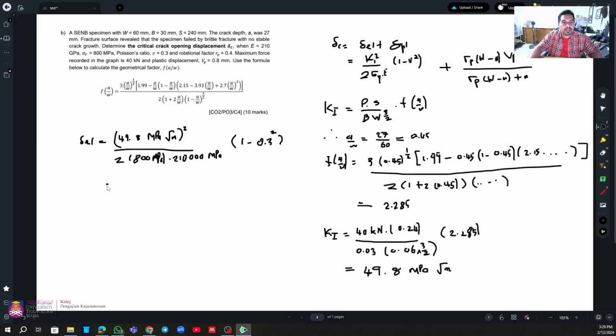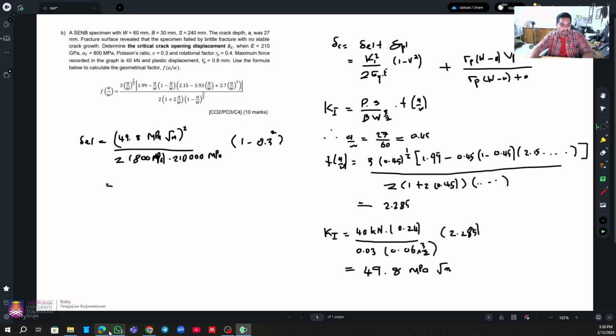So let's check what could be the possible answer for the delta elastic. So I know 49.8 to the power of 2, okay, divided by 2 times 800, and then I multiply by 210,000, okay, multiply by 1 minus 0.3 to the power of 2. I'm not sure, just check it. Okay, so this is my answer, 6.7 times 10 to the power of minus 6.